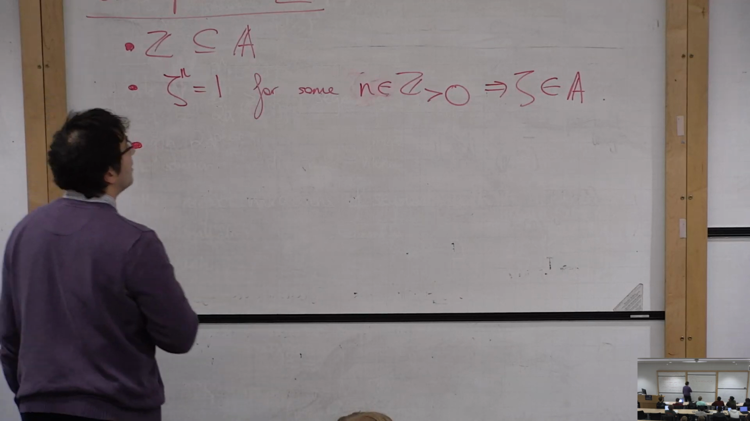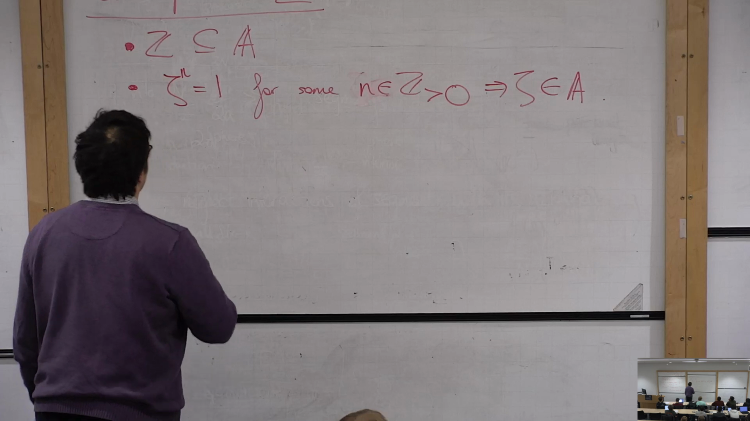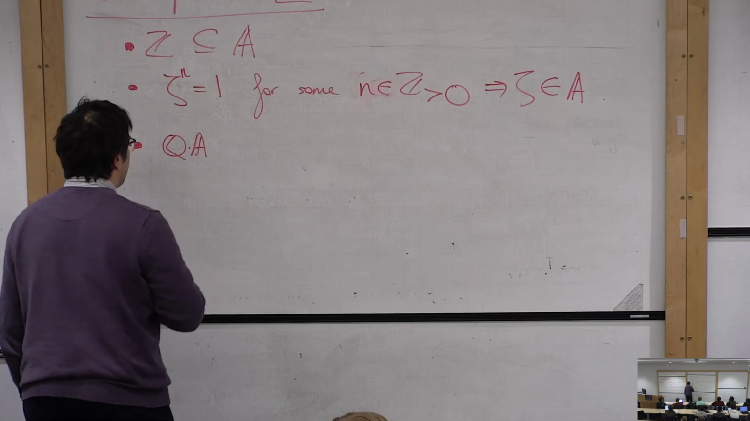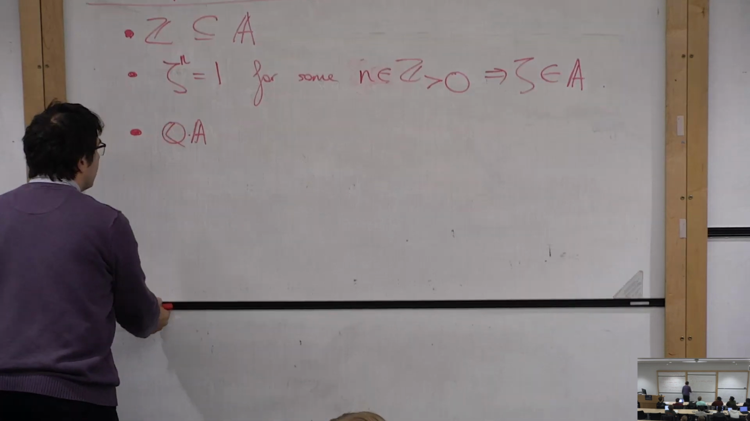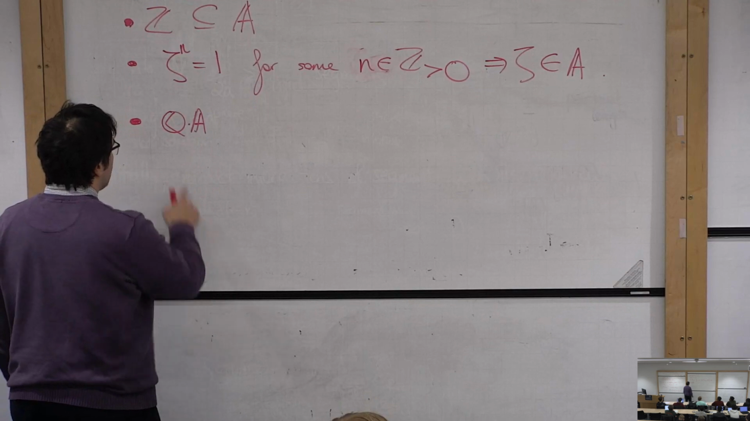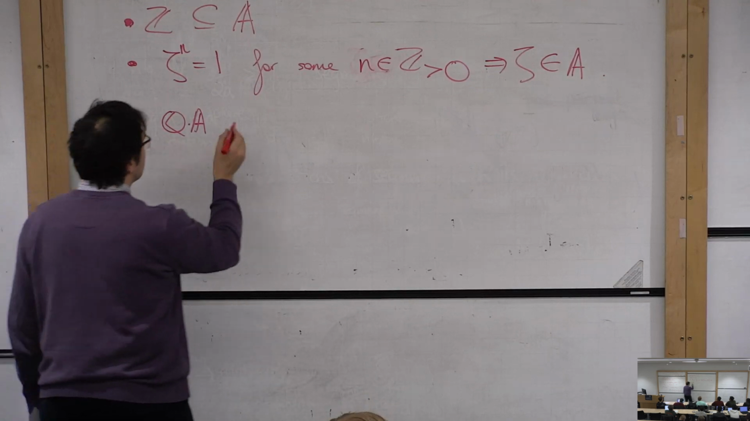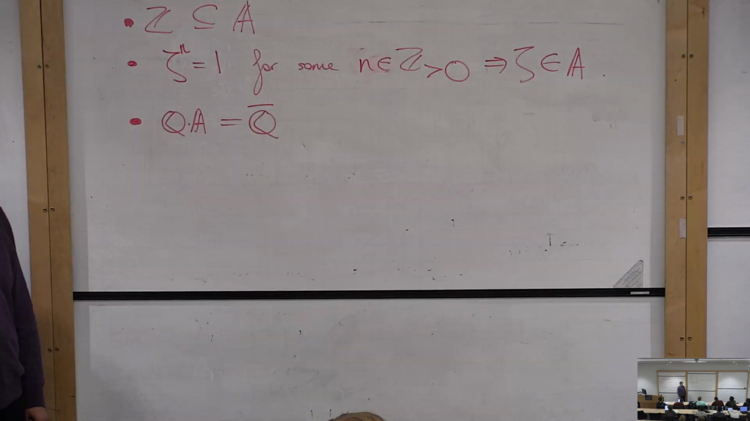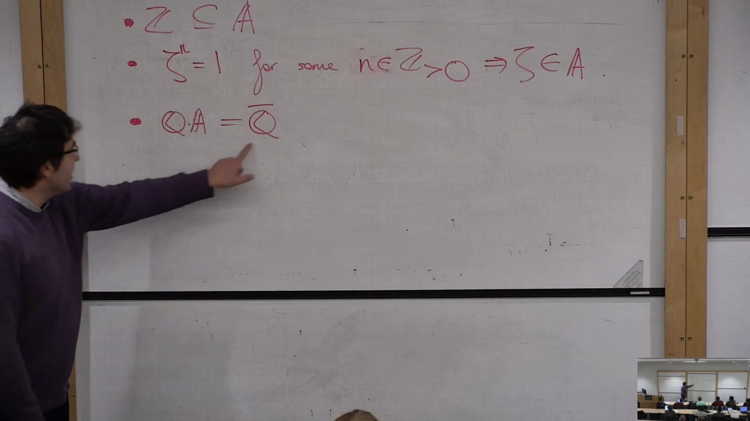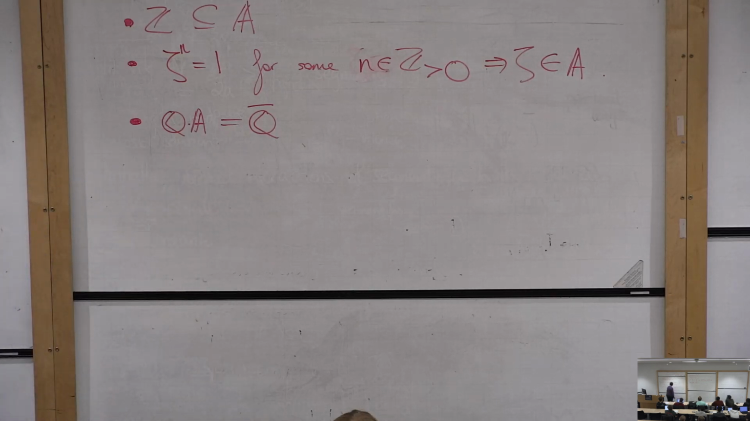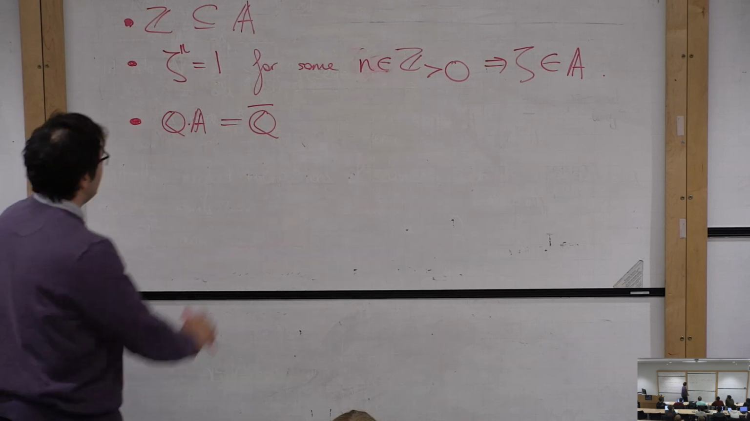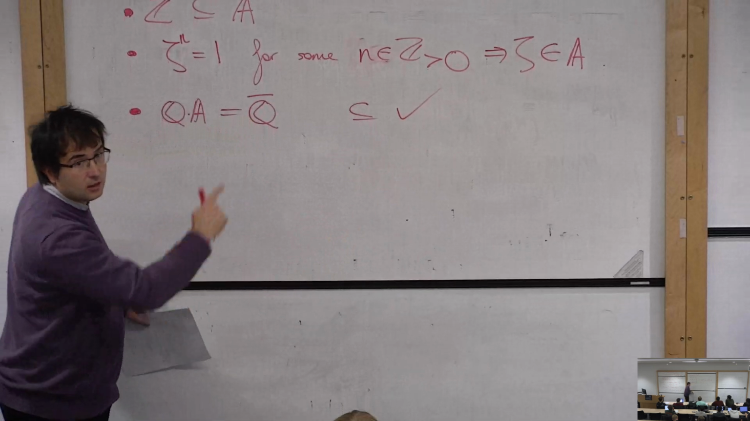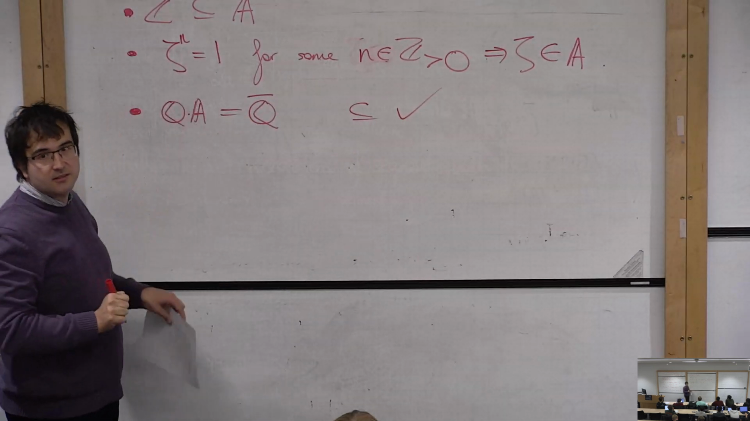Clearing denominators works. So in a formula, I can say that if we allow ourselves to multiply every algebraic integer by a rational number, we will get all algebraic numbers. Certainly Q times A is contained in Q bar, right? Being an algebraic integer is a stronger condition than being an algebraic number. This is a Q vector space, so this inclusion is clear. Yes? And the reverse inclusion is clearing denominators.